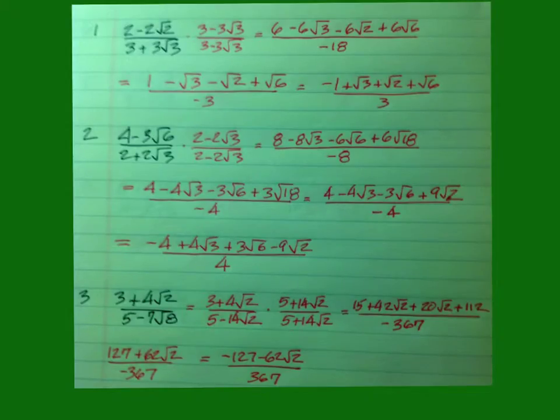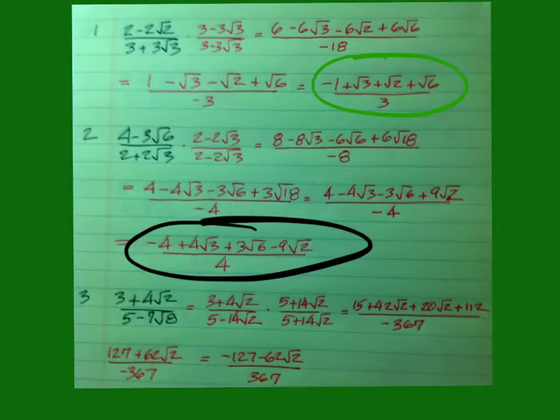Number 1 is negative 1 plus square root of 3 plus square root of 2 plus square root of 6 over 3. And 2 is negative 4 plus 4 square root of 3 plus 3 square root of 6 minus 9 square root of 2 over 4. And 3 is negative 127 minus 62 square root of 2 over 367.